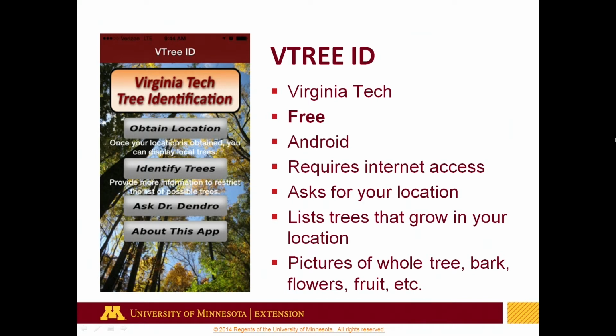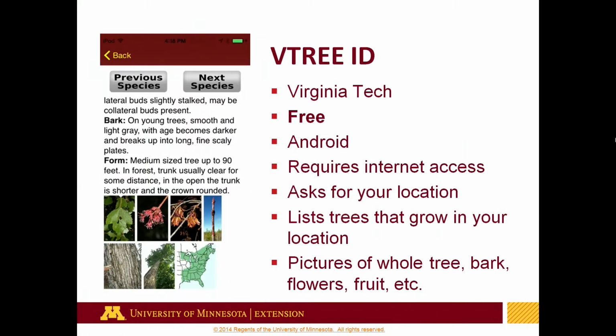It shows pictures of the whole tree, the bark, the flowers, the fruit, etc. I wanted to know more about red maples. And it gave me a very long fact sheet. Much more than I wanted to know, but everything there was to know about red maple. And then at the bottom of that were little thumbnails of pictures. And I could touch any one of those to have it go up to the full screen, including the geographic location of red maple. Hey, pretty neat.